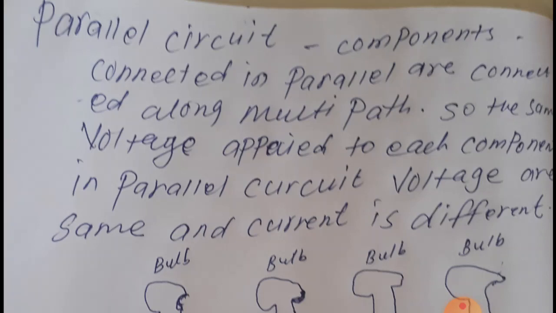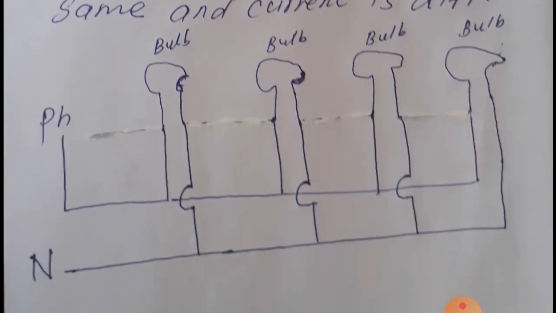In a parallel system, the voltage is the same. Whatever voltage you give the first component, the same voltage goes up to the last. But the current is different, because the current load depends on your equipment, how heavy the equipment is and how much load it takes. So in a parallel circuit the voltage is the same and the current is different. This is the connection of the parallel circuit.